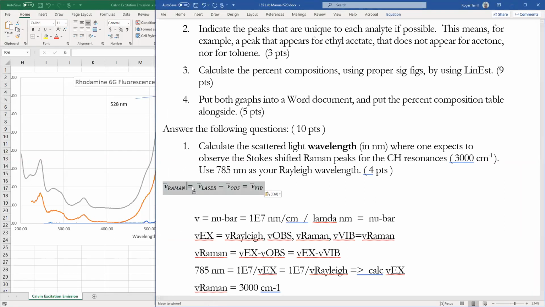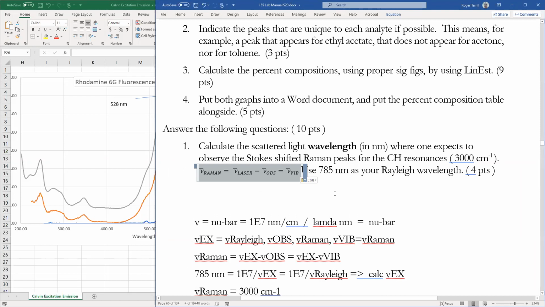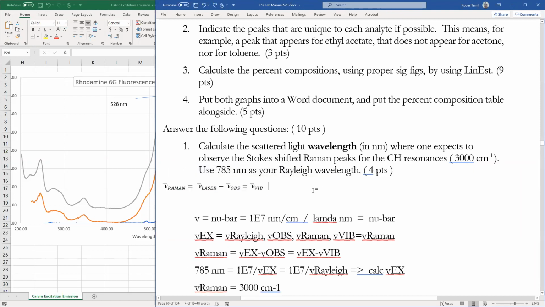So the Raman frequency, if you're talking about frequencies here, is equal to the laser frequency minus the frequency that you observe. There are 2 peaks on the spectrum, one at the laser frequency, one at the observed frequency. The difference between those is the vibrational frequency, right? And that's also the Raman frequency, so V Raman equals V vibrational here, right?